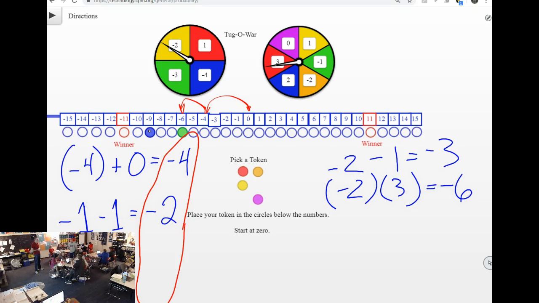Yeah, Mr. Smith brings up a good point. You can do them in whatever order you want. You can switch your order around.